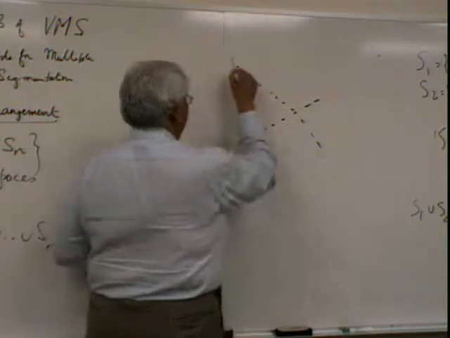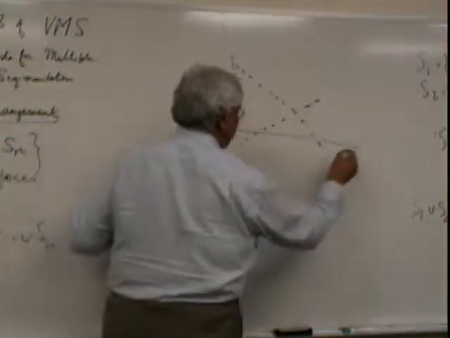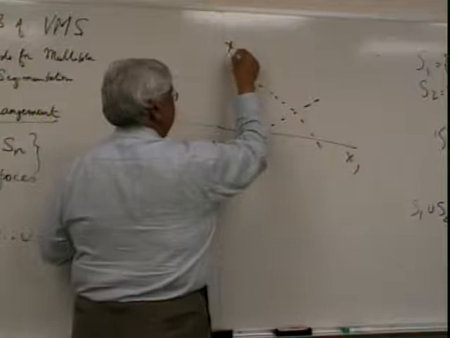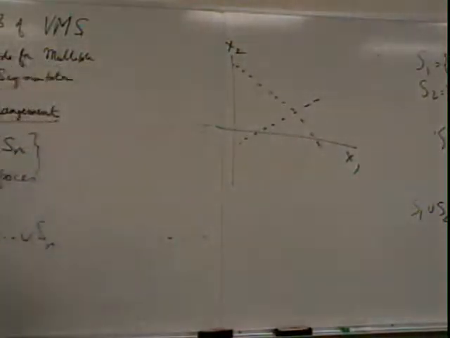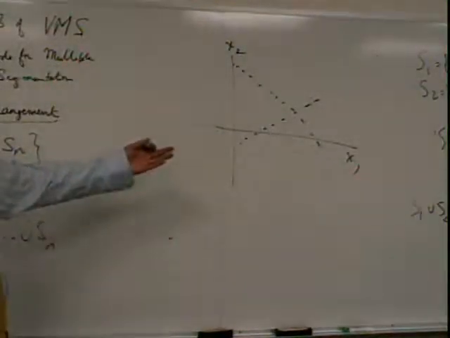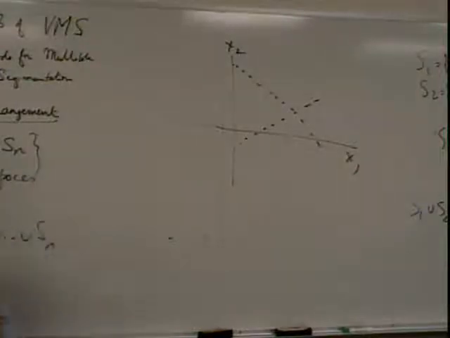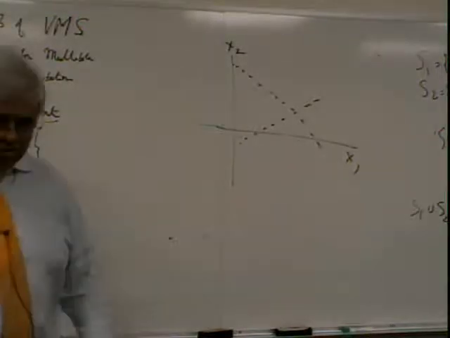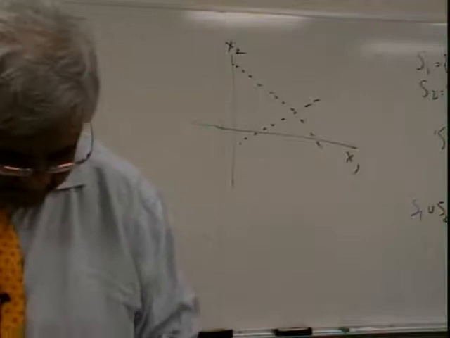If someone gave you data like this and the axes were like this, so this was the x1 axis and this is the x2 axis. Now these are not subspaces. They don't go through the origin. However, they're not off by much. They're affine translates of subspaces. So how do you deal with affine translates of subspaces?